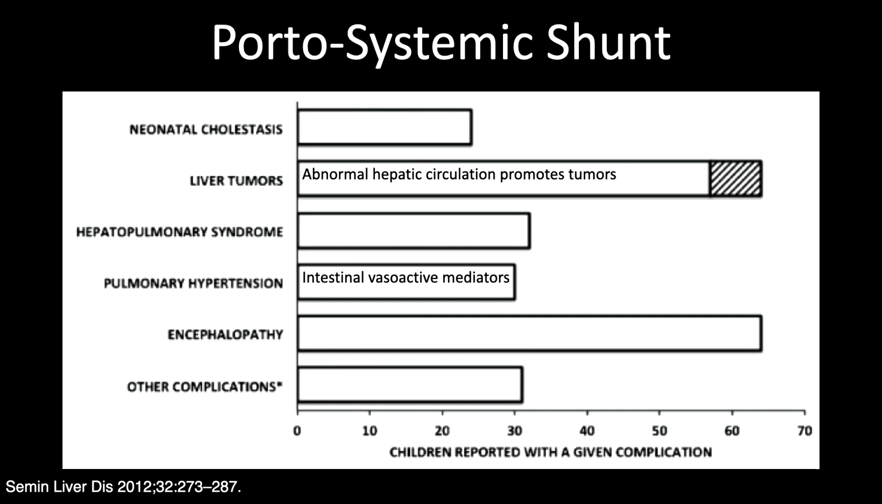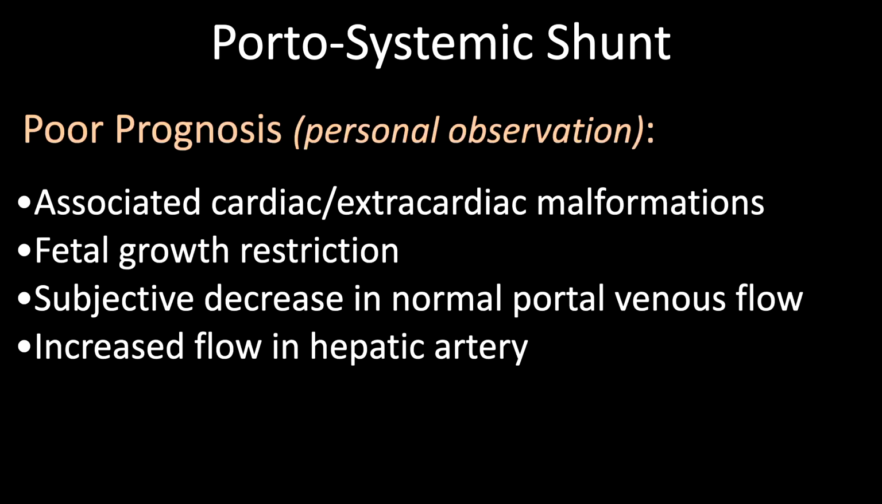Intestinal vasoactive mediators can lead to pulmonary hypertension because they're not cleared by the liver. And then you end up with raised ammonia levels in some of those fetuses that end up with encephalopathy and other complications. In our experience, and this is just personal observation, the ones that have poor prognosis are those with any cardiac or extracardiac associated abnormalities, fetal growth restriction, any decrease in the normal portal venous system, if you see that the liver is not getting enough portal venous flow, and increased flow in the hepatic, are typically associated with a guarded outcome.